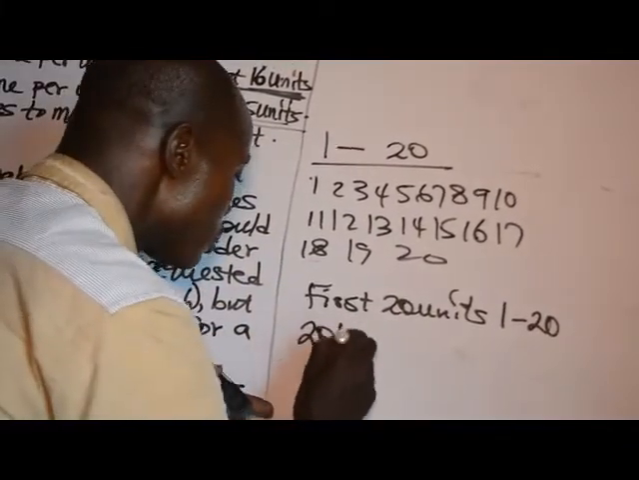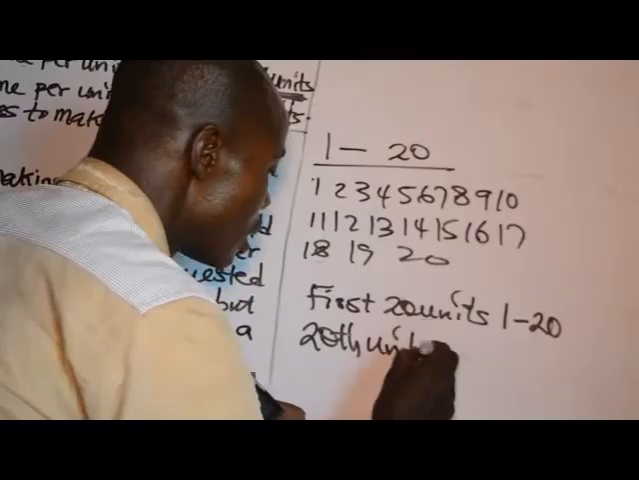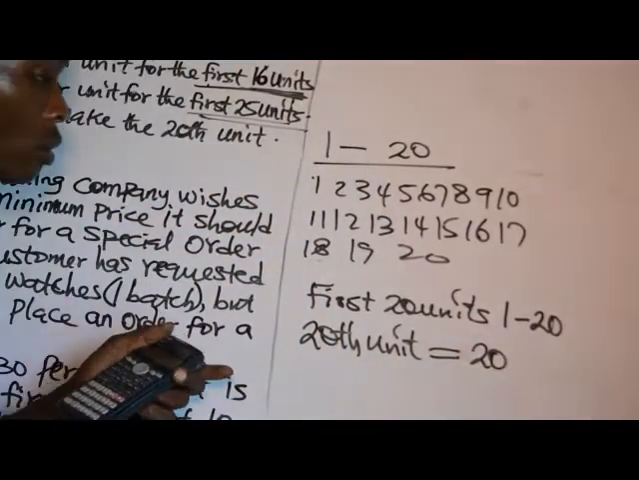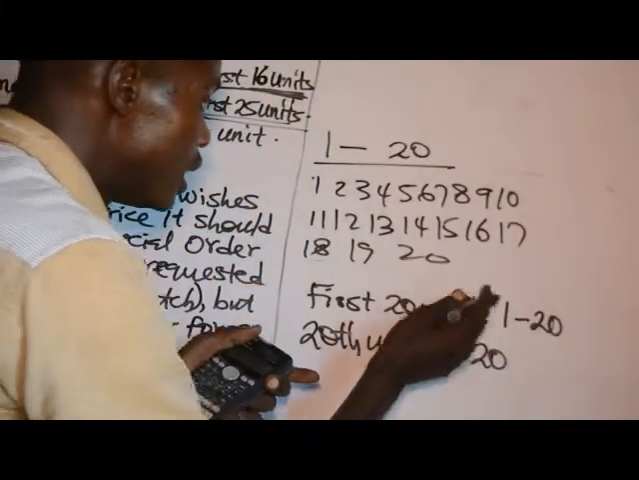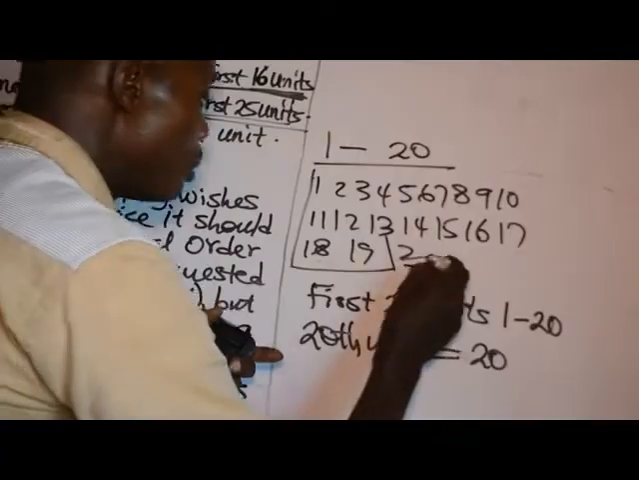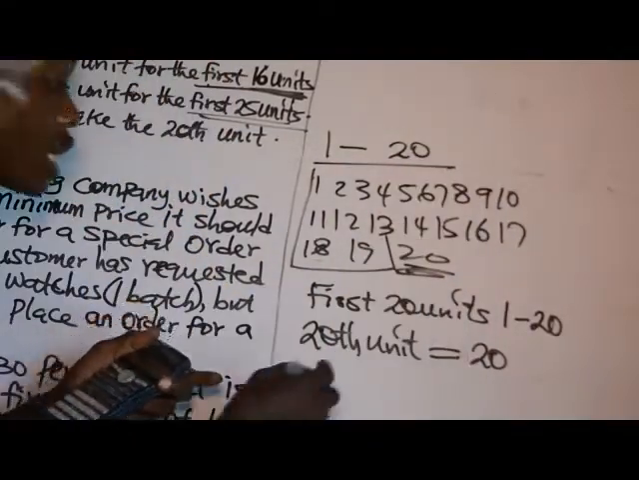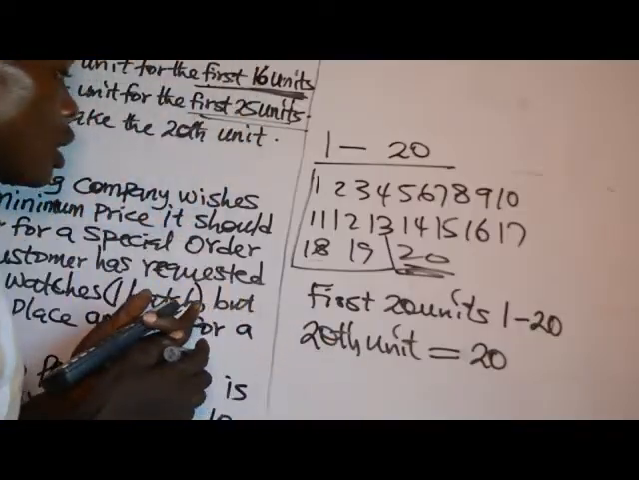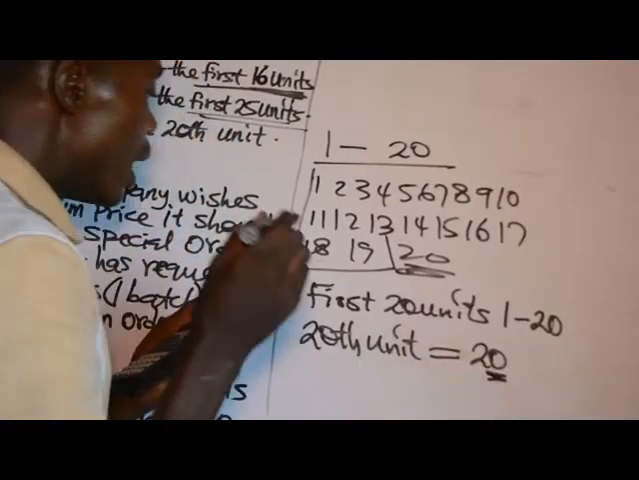20th unit means the 20 alone. 20 alone. You don't need 1 to 19. 1 to 19 will be removed. That means you only mean 20. That is the 20th unit. Now, the position you need is 20 alone.